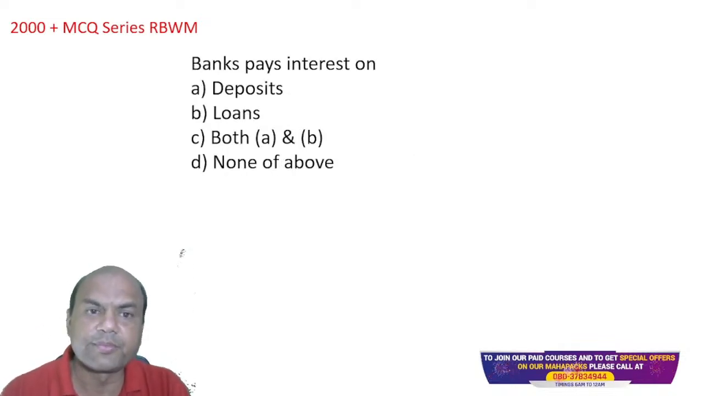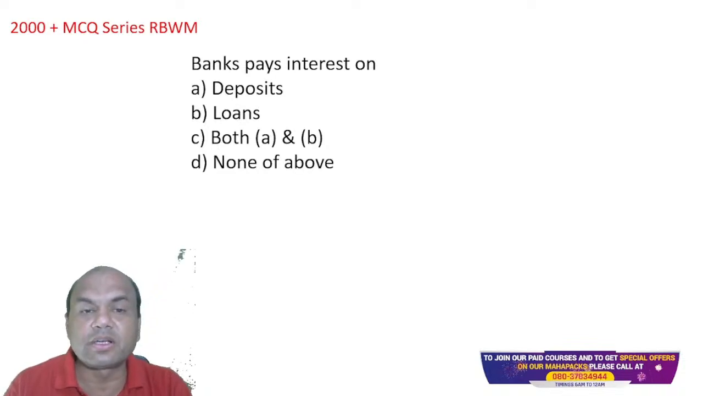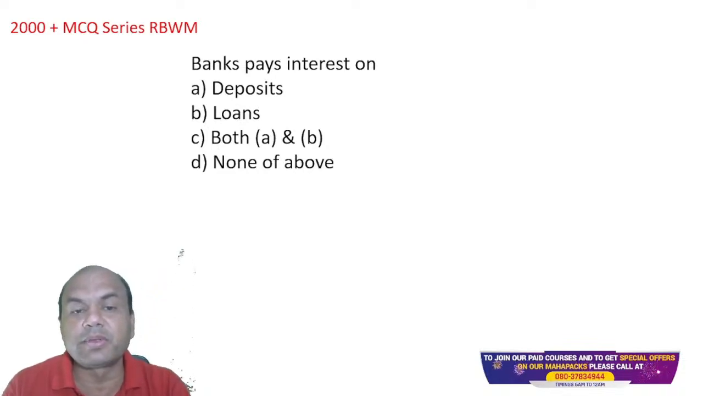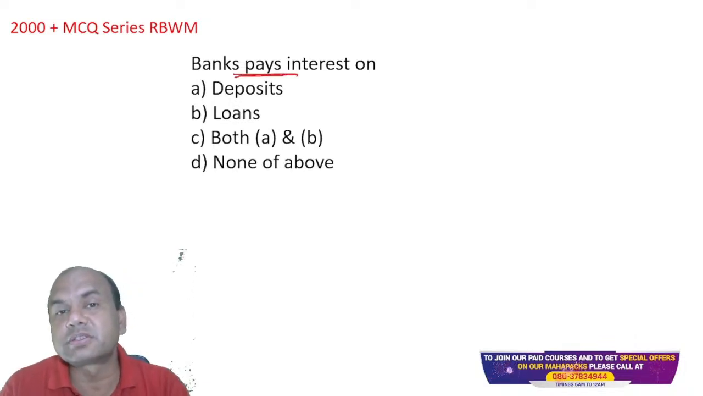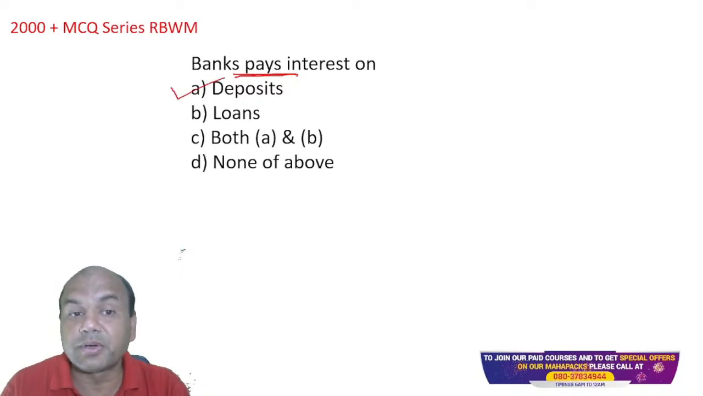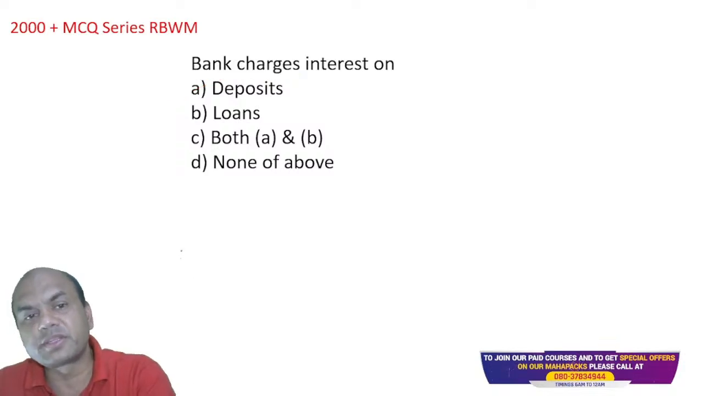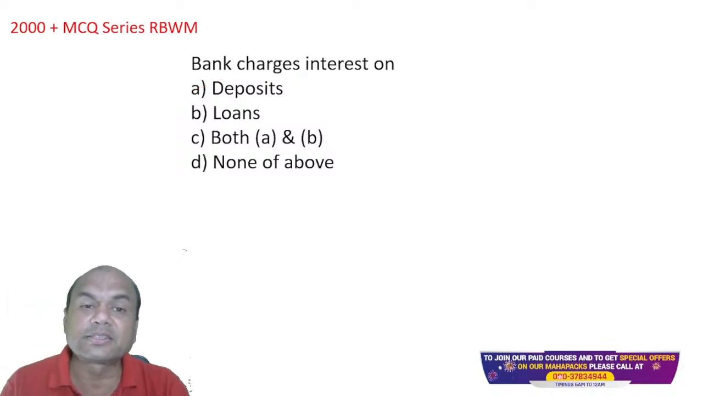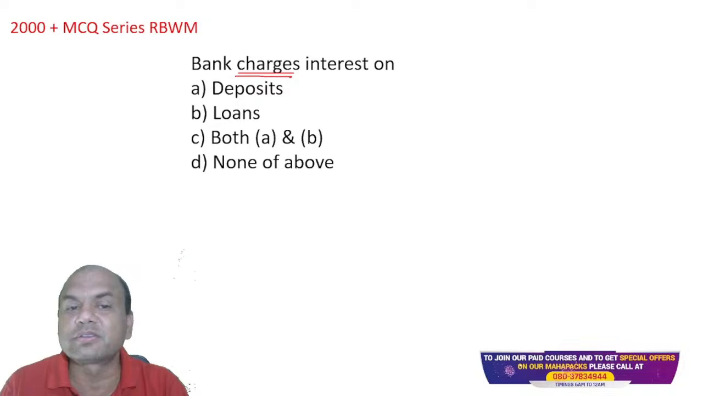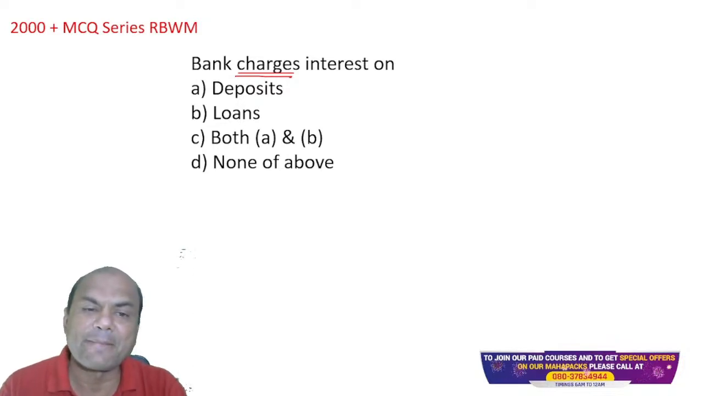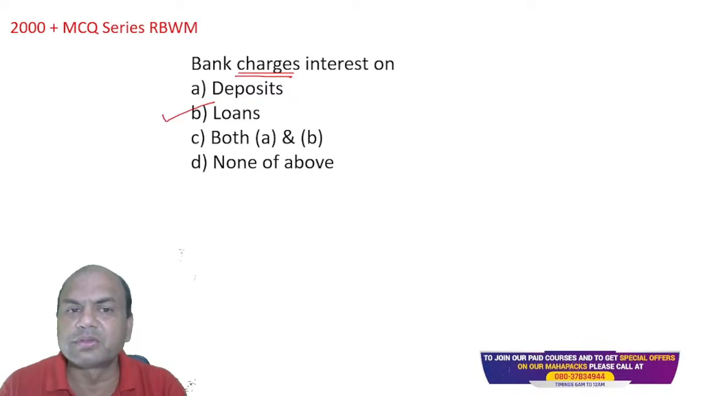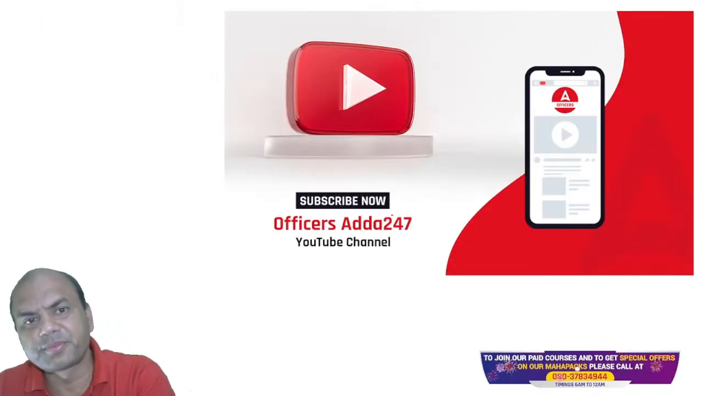Okay. Bank pays interest on deposits, loans, both A and B. So bank pays interest, remember, on deposits, simple, isn't it? Next one, bank charges interest on deposits, loans, both A and B, none of the above. None of the above is out. So loans, right? Just now I told you.